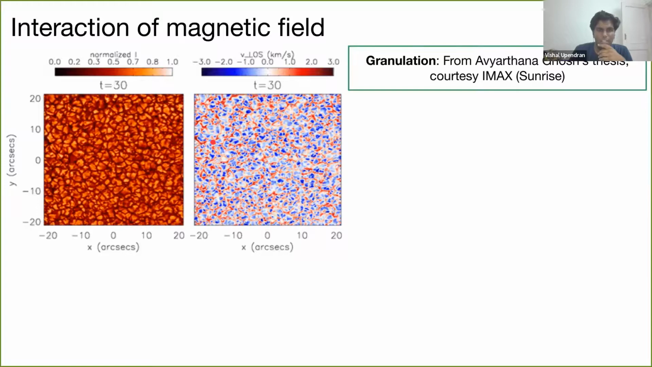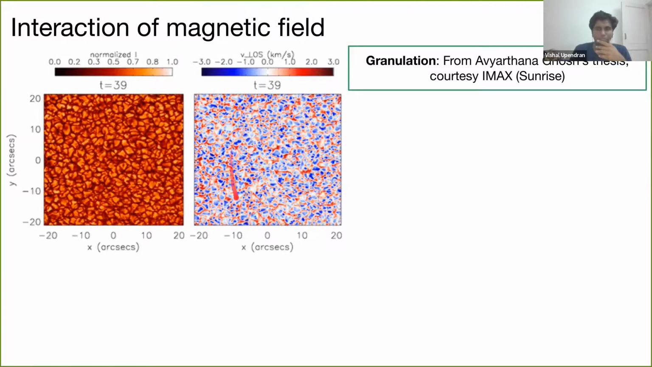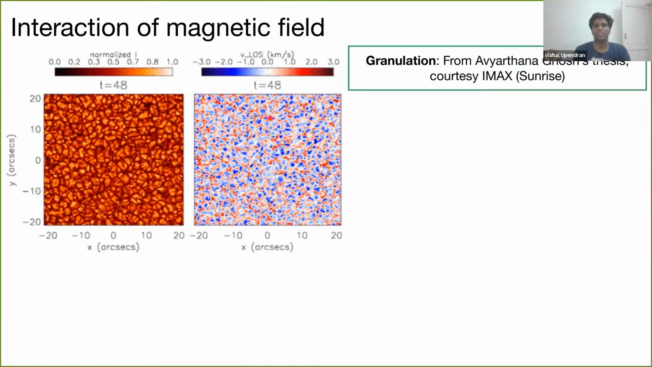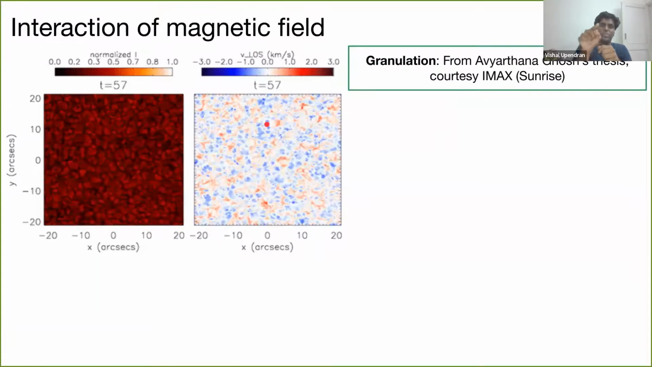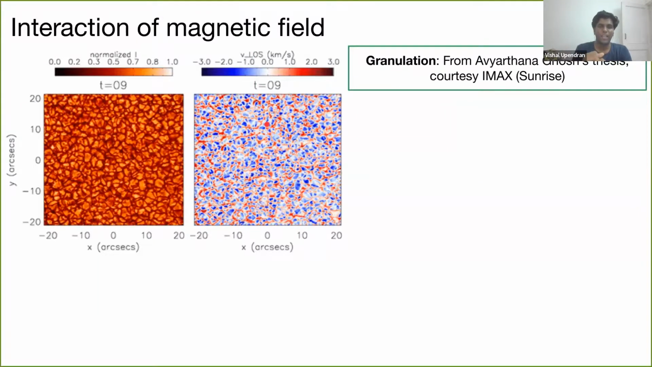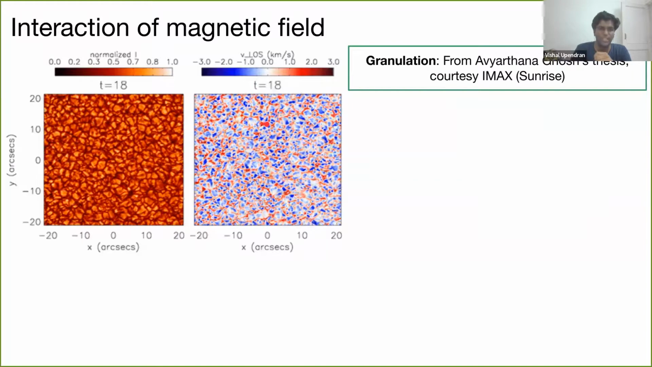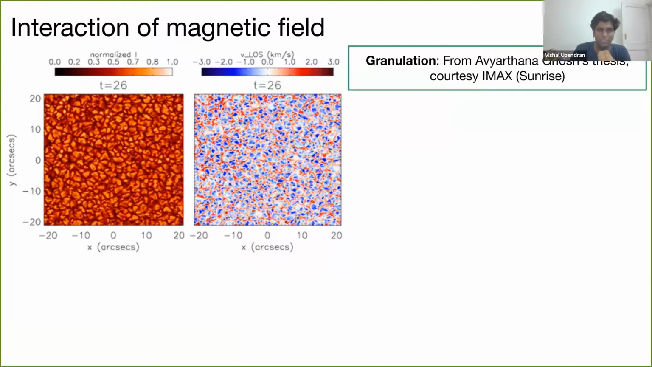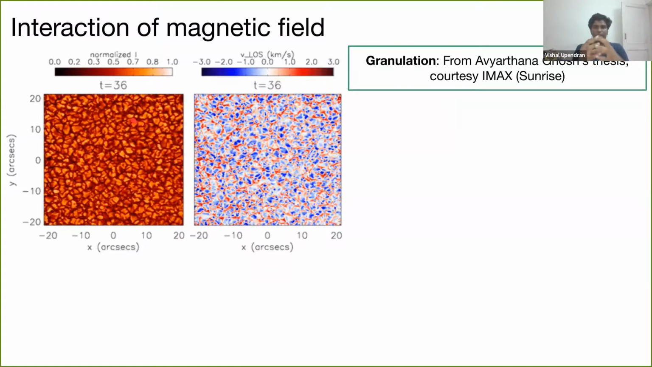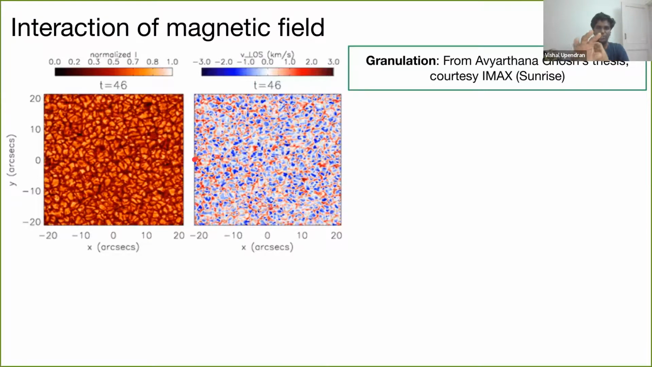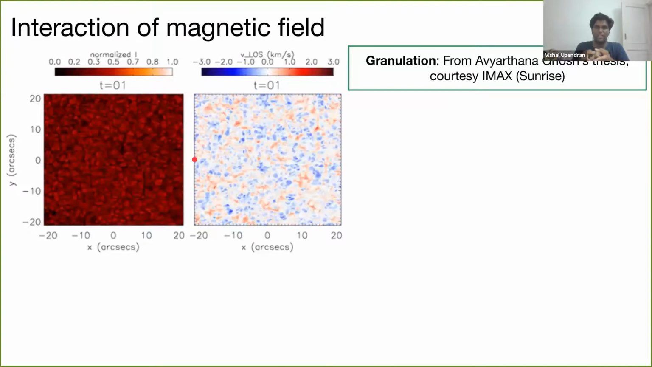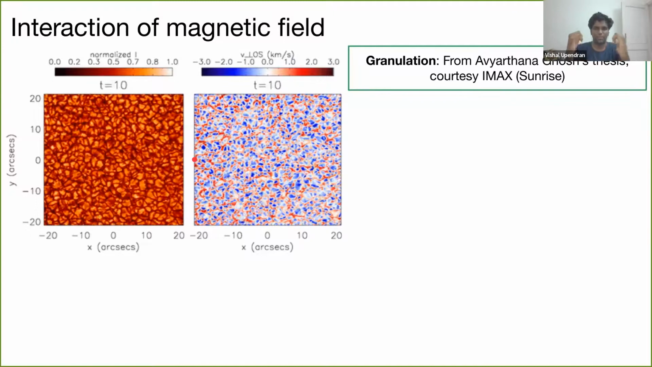What you see on the right panel is the line of sight velocity. So basically blue is towards you, red is away from you. And what you see is basically these granule-like structures, all these small cells. The centers of these granules are blue shifted and coming towards you. The corners of these granules are red shifted and moving away from you.